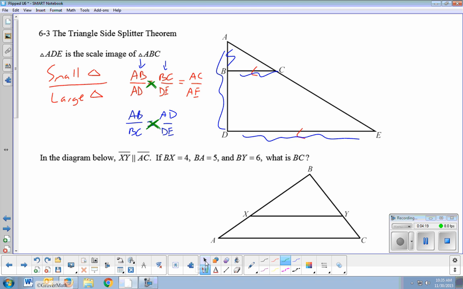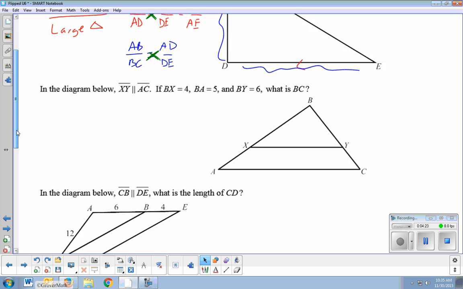That's another way of seeing it too. So you'll see various proportions here. All right, so let's look at an example here.